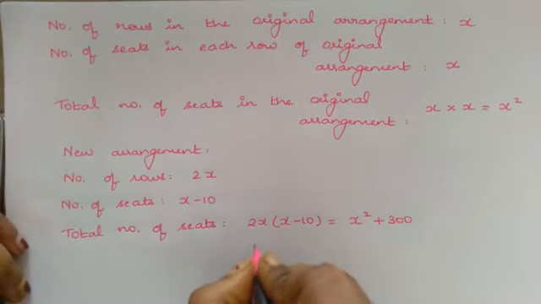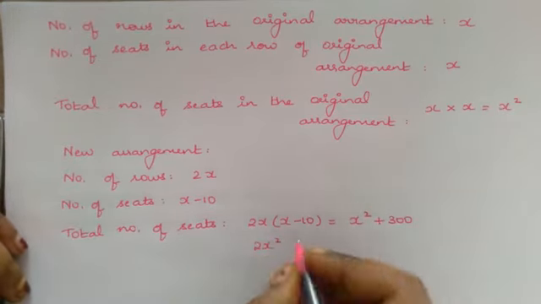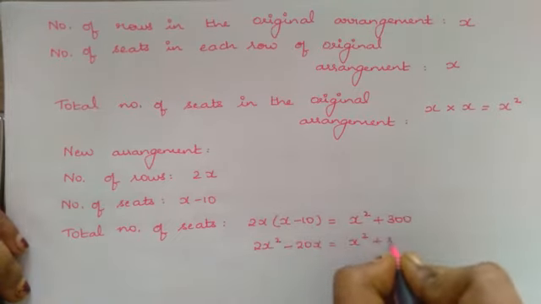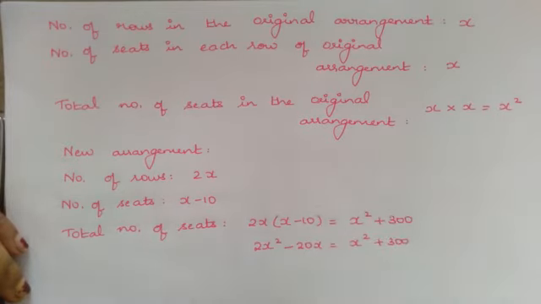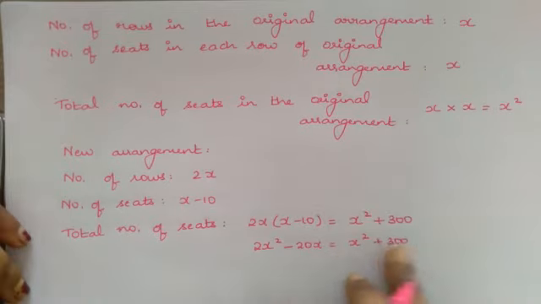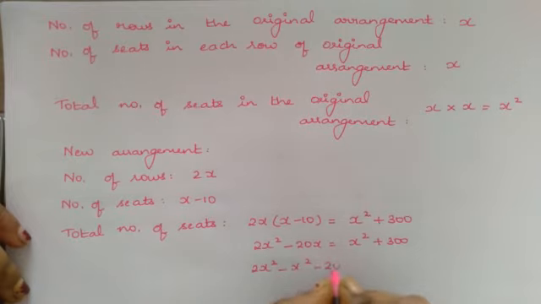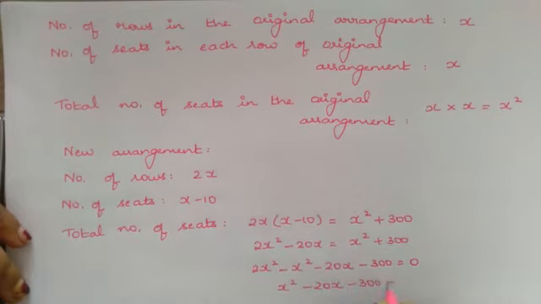So 2x into x will be 2x square. 2x into minus 10 is minus 20x, which is equal to x square plus 300. Let's take all the terms to one side so that it will be easy to identify the quadratic equation. So 2x square, x square comes to this side as minus x square, minus 20x, and plus 300 comes to this side as minus 300, which is equal to 0. Now 2x square minus x square will be x square minus 20x minus 300 equals 0.